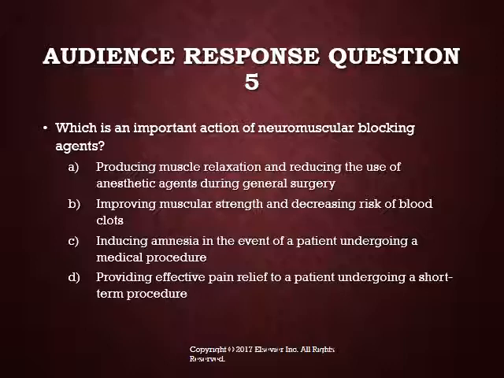Which is an important action of a neuromuscular blocking agent? A, producing muscle relaxation and reducing the use of anesthetic agents during general surgery. B, improving muscular strength and decreasing risk of blood clots. C, inducing amnesia in the event of a patient undergoing a medical procedure. Or D, providing effective pain relief to a patient undergoing a short-term procedure. So what is the action of the neuromuscular blocking agent that we talked about?